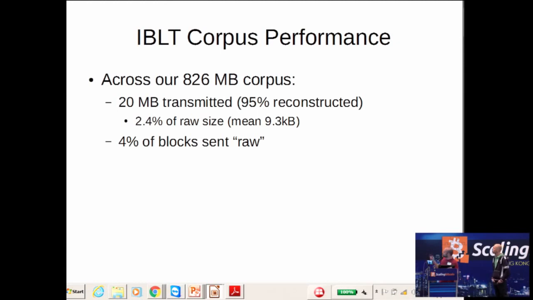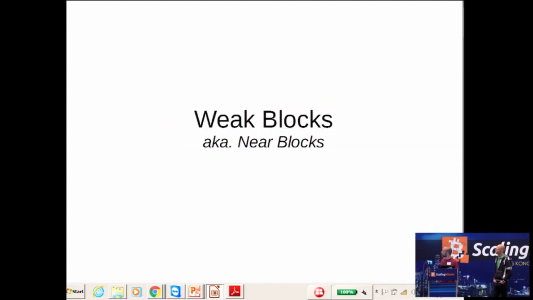So in this model, we use a very, very simple assumption across the corpus. The first node of these four nodes in the corpus to receive the block, we pretend that it transmits an IBLT to all the others to tell the other nodes about it. So that gives us our 826 megabytes. In this case, we've cut it down to 20. Now, 4% of these blocks are actually sent raw. We figured out how big the IBLT was going to be, and it was going to be bigger than the block itself, so we just assume we send the block unencoded.